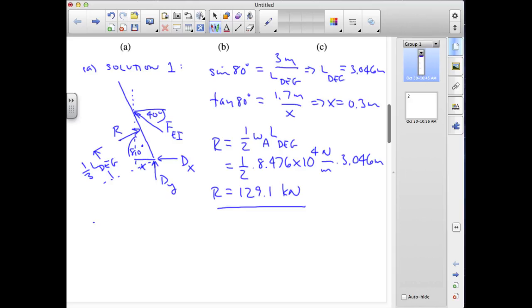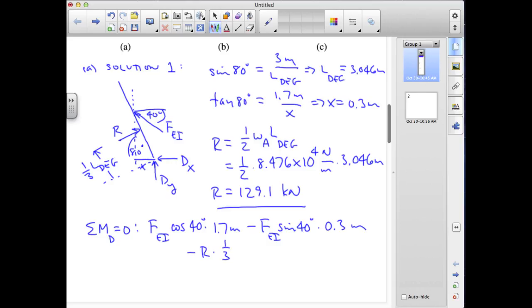So if I take the sum of the moments about D and set that equal to 0, I have FEI cosine 40 times its moment arm of 1.7 meters, minus FEI sine 40 times its moment arm x, which is 0.3 meters, minus my resultant force R times 1/3 of the length of DEG, which was 3.046 meters. And that's equal to 0.